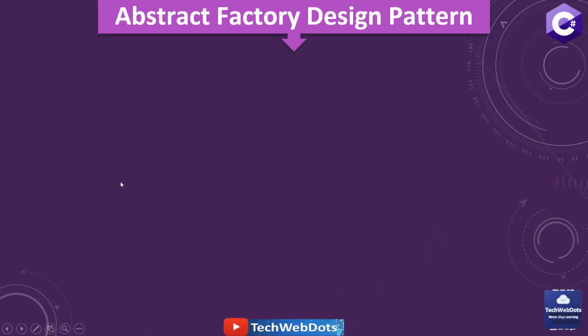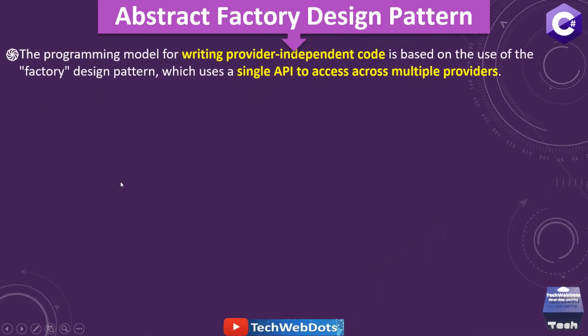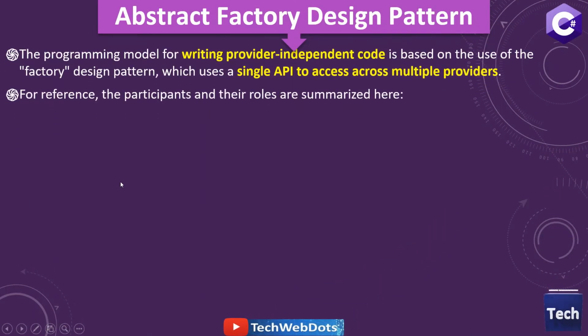Now again I will give you more detail about the implementation. The programming model for writing provider independent code is based on the use of the factories design pattern, which uses a single API to access across multiple providers. When I say single API, it means there is a single point from where we are getting all the required objects which are related behind the scene.